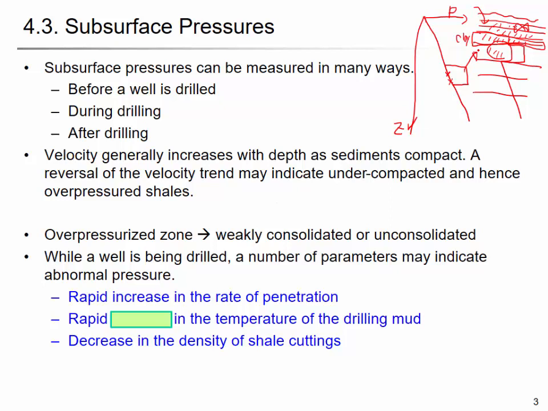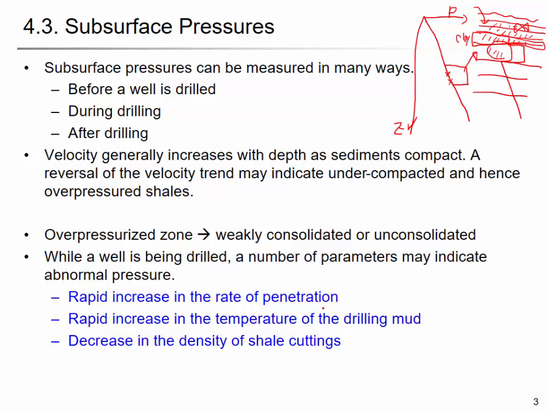And when a well is being drilled, a number of parameters may indicate abnormal pressure. The first one is a rapid increase in rate of penetration. As the drill bit goes down and you meet the overpressurized zone, the porosity is high because the rock is weak, so penetration is relatively easy. But because it's overpressurized, it's like drilling a hole in a balloon, right? The fluid will just come out. So there's a risk that you may have a kick.